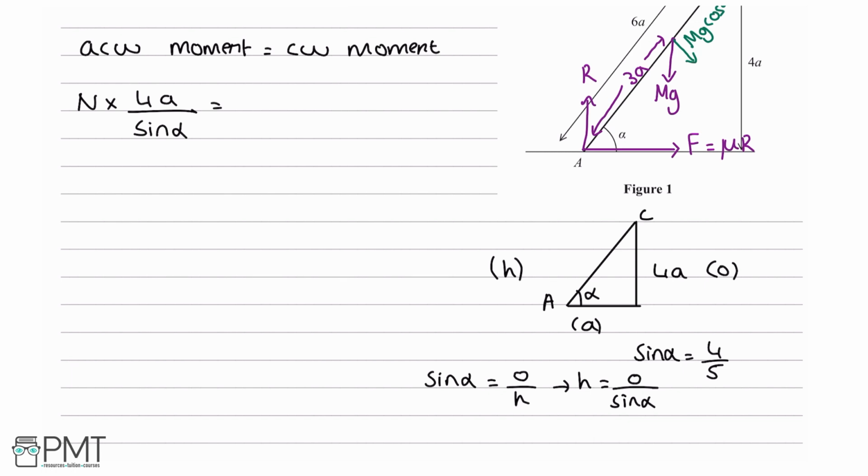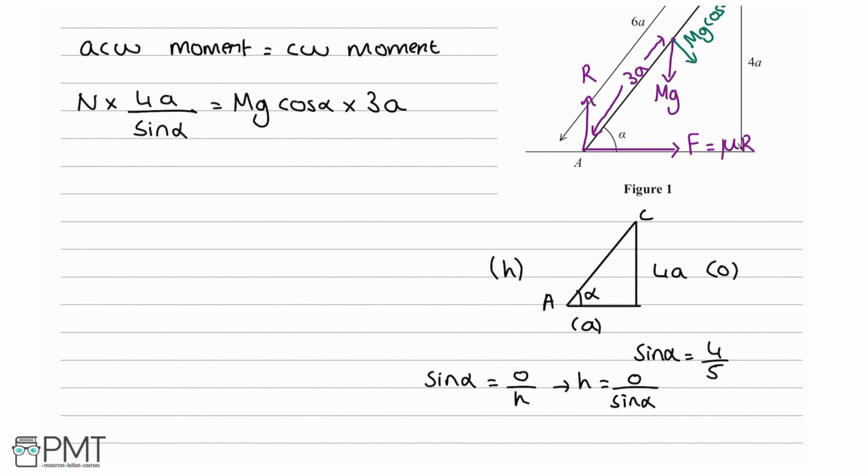Now let's find the clockwise moment, and the clockwise moment is very simple. It's just mg cosine alpha, so that's our force, and that's the weight of the ladder, so mg cosine alpha, and then our distance is going to be the distance from A to the midpoint, which is 3a, sorry, so times 3a, like that.